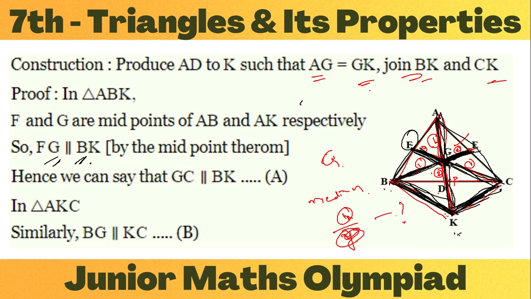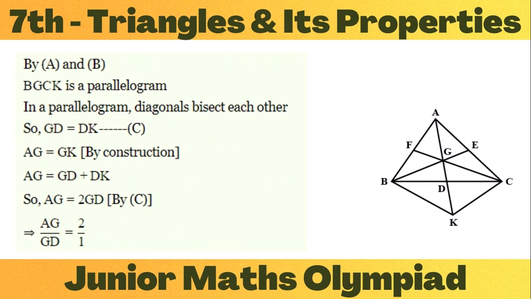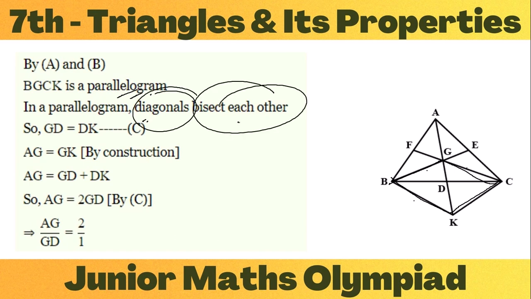So finally we will get this parallelogram BGCK. These two sides are parallel, and these two sides are parallel. We will get a parallelogram. In a parallelogram, we have a property called diagonals bisect each other. Bisect each other means this GD part will be equal to DK, and this BD part equal to CD.